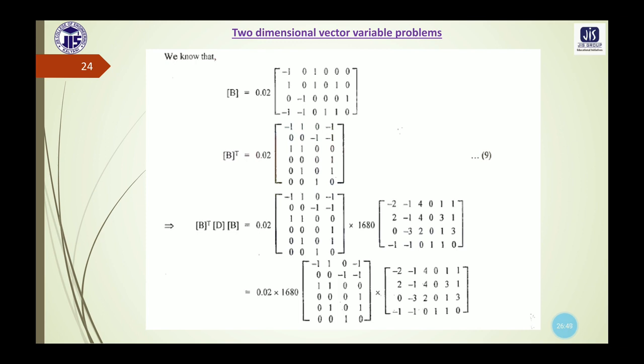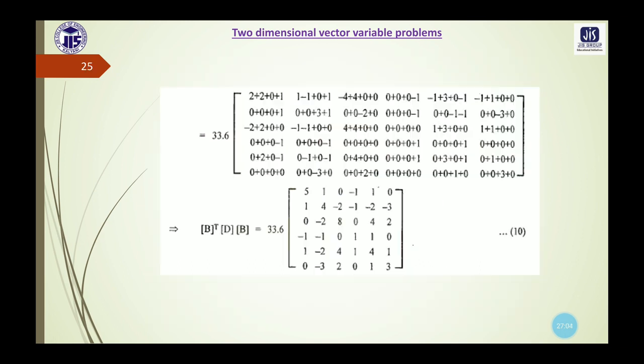Now we need to perform one more matrix multiplication, that is the B transpose multiplied by D matrix and B matrix that we have already performed earlier. Finally we get the multiplication of all three matrices as equation number 10. It is 33.6 multiplied by a 6 by 6 matrix.